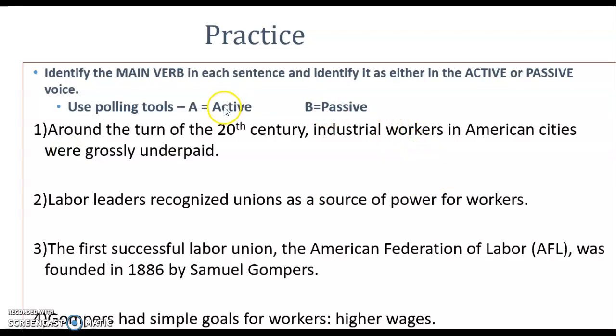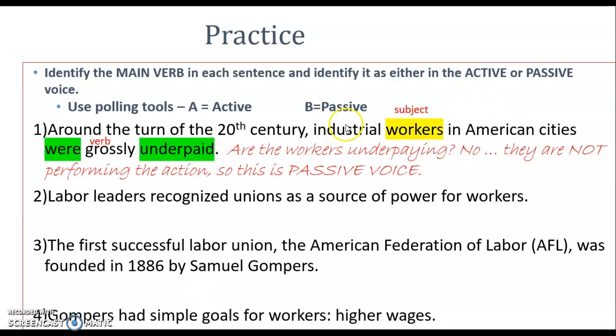So in order to decide if it's active or passive, I have to look at this action and decide, is the subject actively doing the action or are they receiving the action? Workers do not underpay or overpay themselves, they receive the action. So let me go to the next slide. Here is my verb, were underpaid. Here's my subject. Are the workers underpaying? No, they don't pay themselves. They are not performing the action. So this first sentence is an example of passive voice.